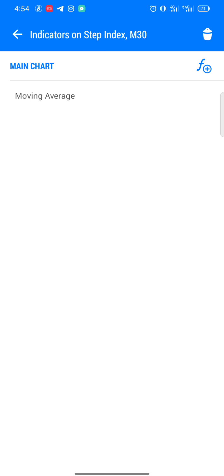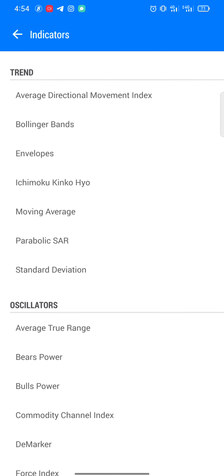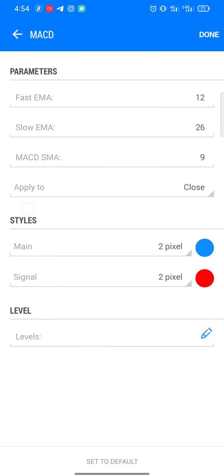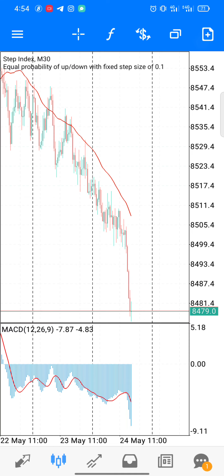Remember, I said we're going to check it out on step index. So we're going to add the MACD indicator. You put the fast EMA on 12, the slow EMA 26, MACD SMA 9, apply to close. The main pixel 2, signal 2, use the same color for better understanding, and then you're done. So guys, look, the indicator is now here.